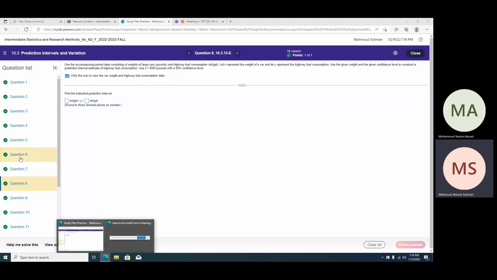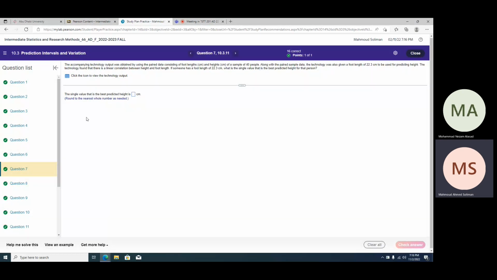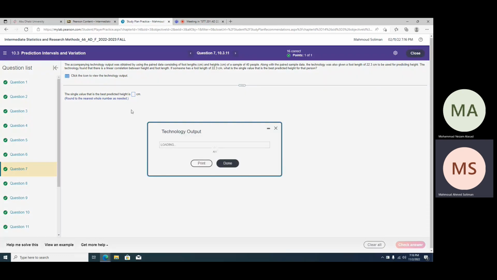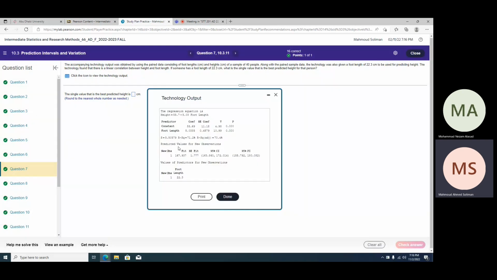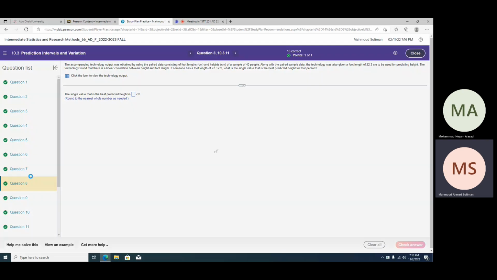Question 7. Go here. When it says the value that is fit, the best predicted height, P is 0, yes. Why straight away fit? Is it dependent on the question? Fit is the prediction. We make it 168, yes? Yeah, 168. Round to the nearest whole number, integer.